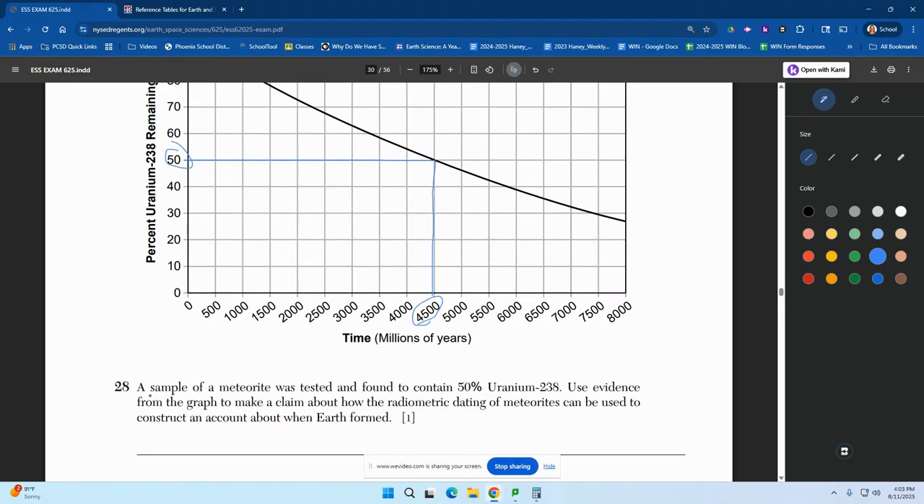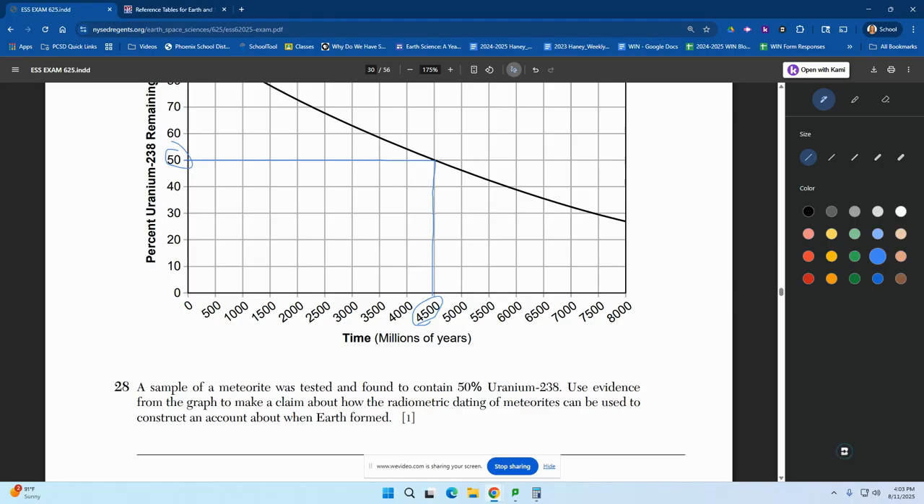So my question says, a sample of a meteorite was tested and found to contain 50% uranium-238. Use evidence from the graph to make a claim about how the radiometric dating of meteorites can be used to construct an account about when Earth formed. Okay, so we know that meteorites and Earth were formed around the same time, or we assume they were formed around the same time, that all of our solar system was kind of formed at that same time.